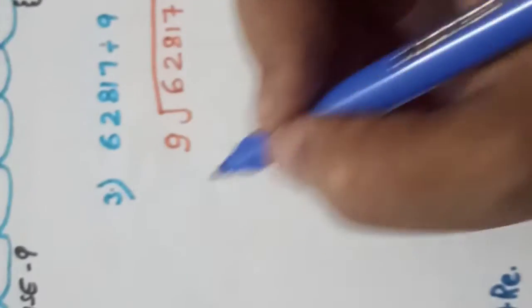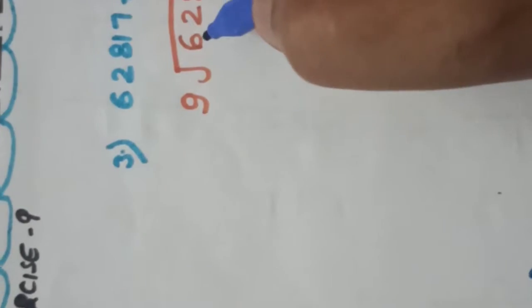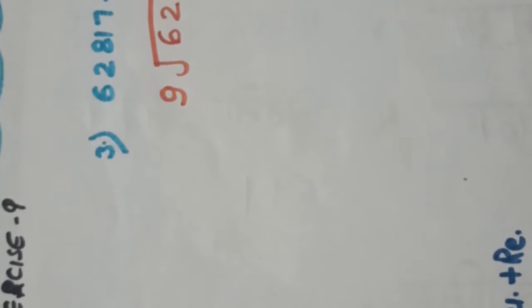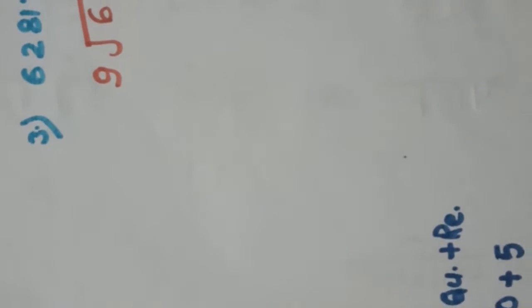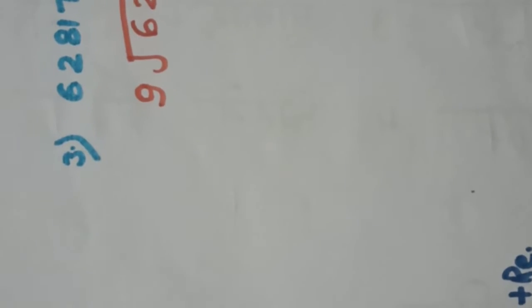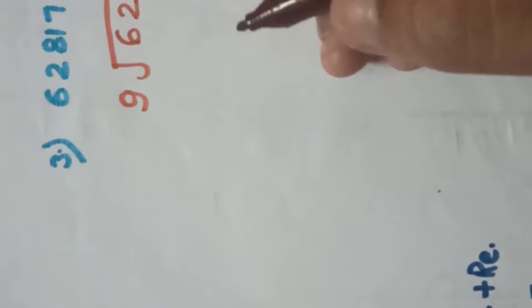Now third part, we cannot divide 6 from 9, so we need to take 62 together. Okay, now let us read our table of 9 till 62 or less than 62. Now see students, 9 ones are 9, 9 twos are 18, 9 threes are 27, 9 fours are 36, 9 fives are 45, 9 sixes are 54, and 9 sevens are 63. Okay, 63 we cannot take, so it means 54 we will take.